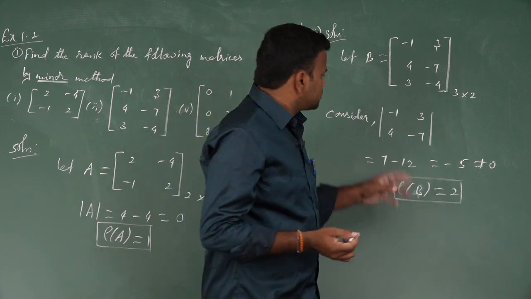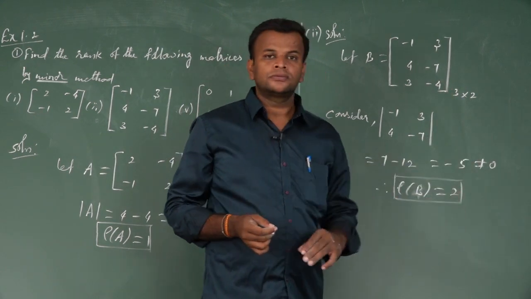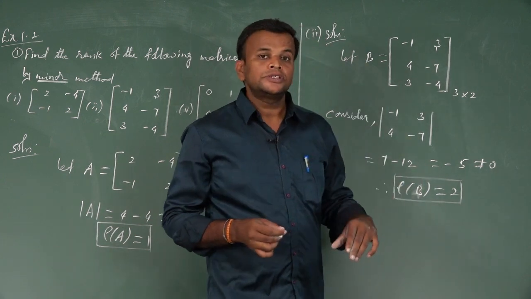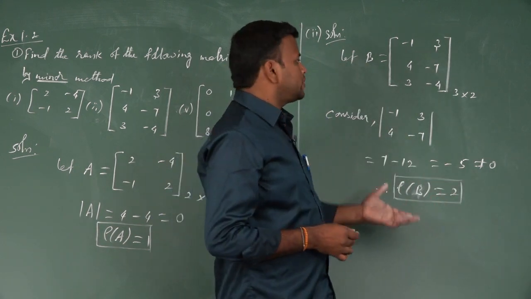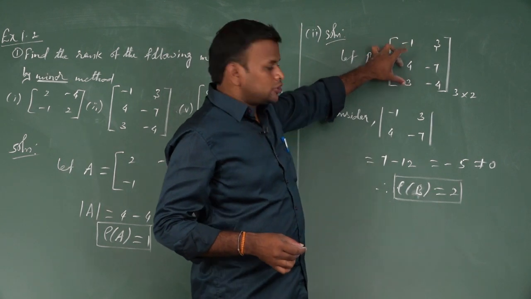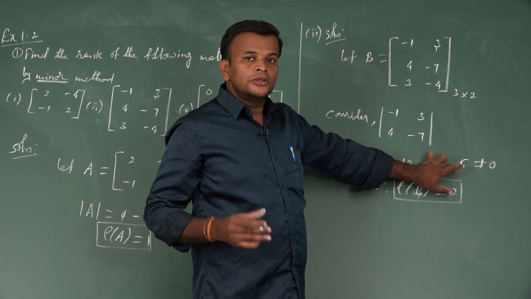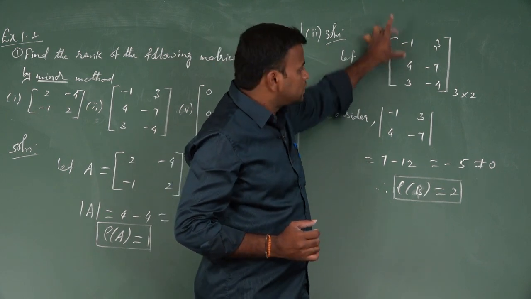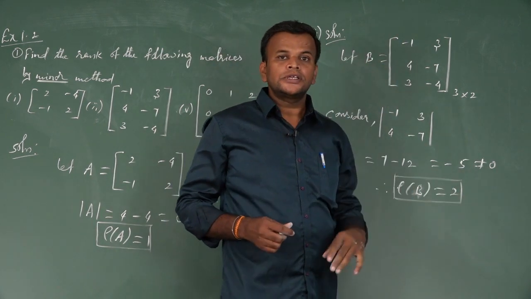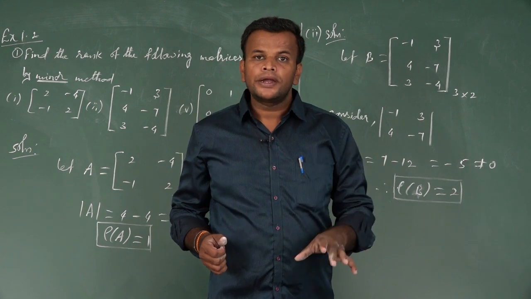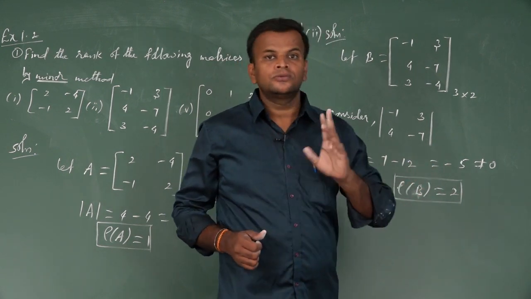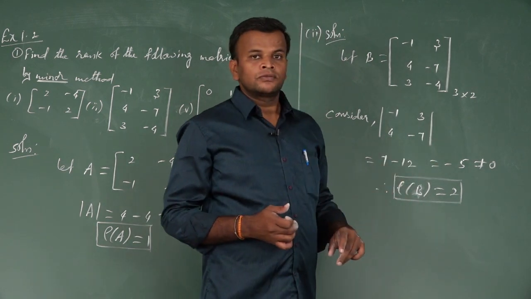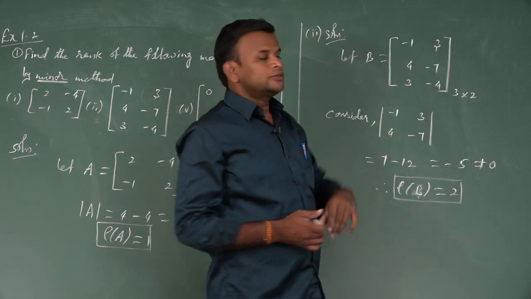Suppose this determinant value is 0. You don't come to the conclusion that the rank is 1. We check one more possible way. I will take rows 1 and 2. Suppose this value is 0, then we check rows 2 and 3, or 1 and 3. If any one of the determinants is non-zero, the given matrix rank is 2. So you don't come to a conclusion from any one determinant. We try all.